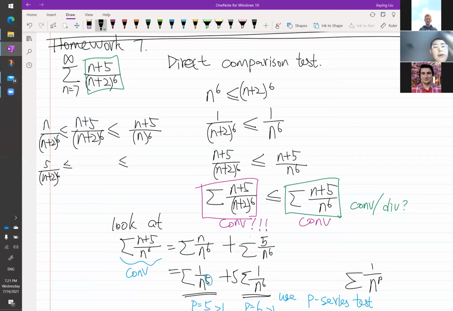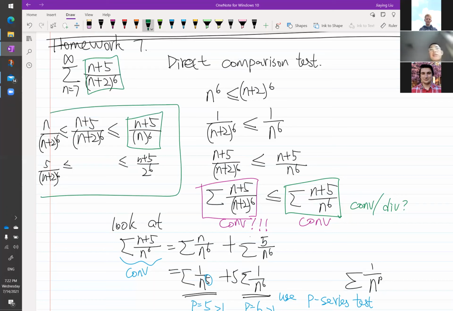To make it bigger, I think if you just have 2 there, n plus 5 over 2 to the 6, that's also bigger. But you kind of have to play with which one is the one that will be helpful. It turns out that this one is the most helpful one if you want to use the comparison test.